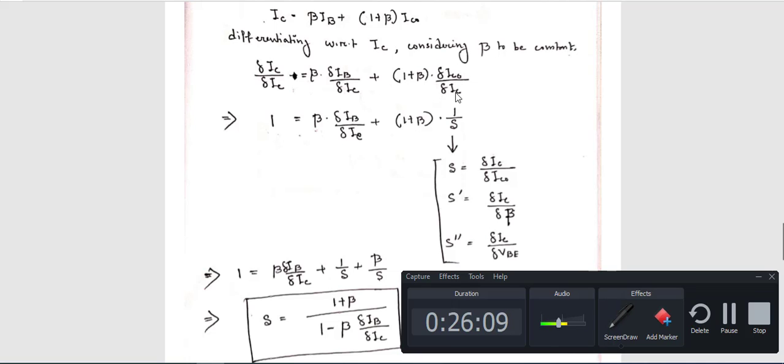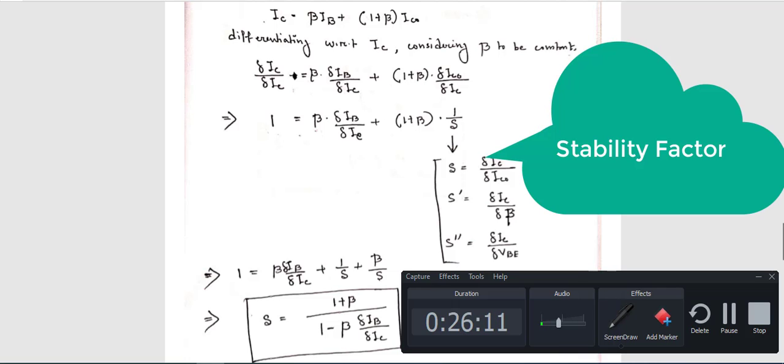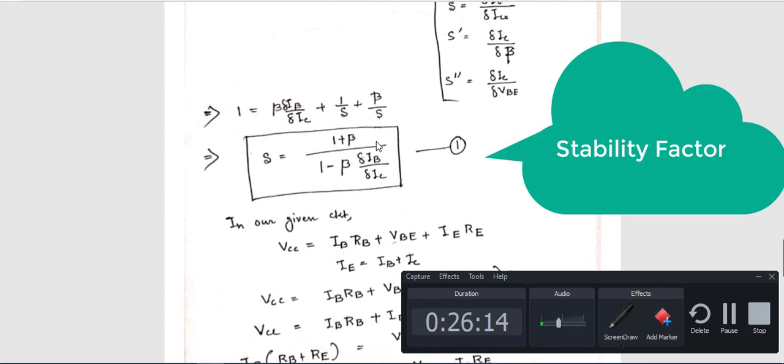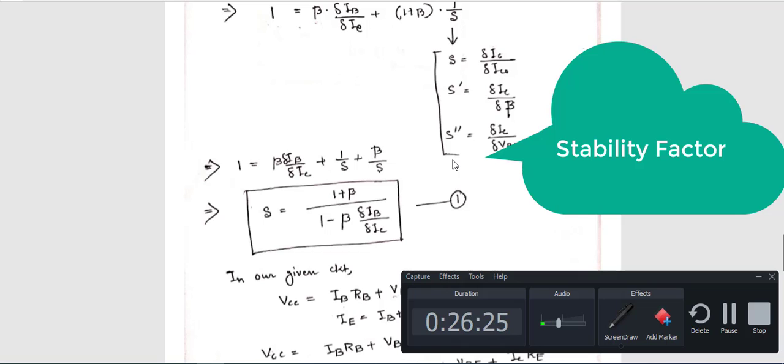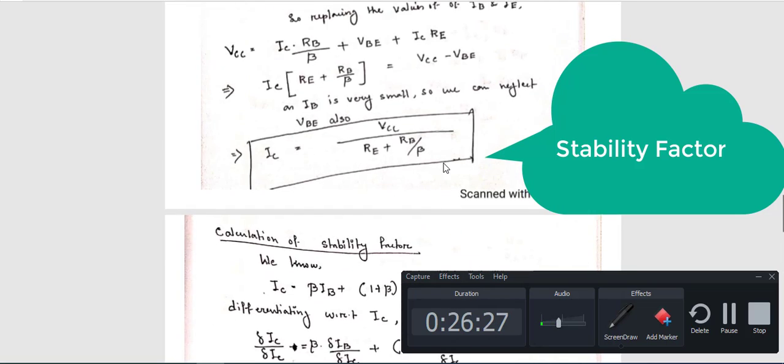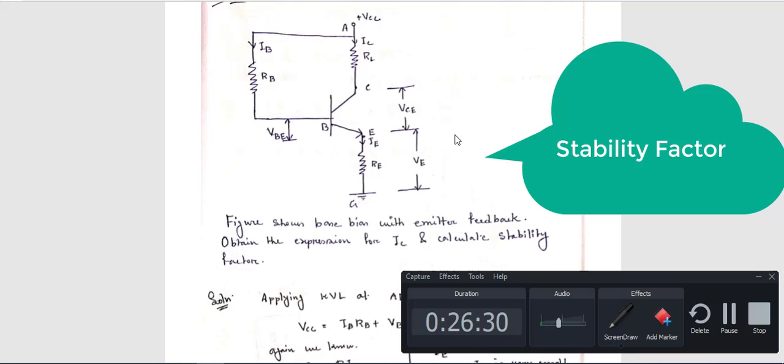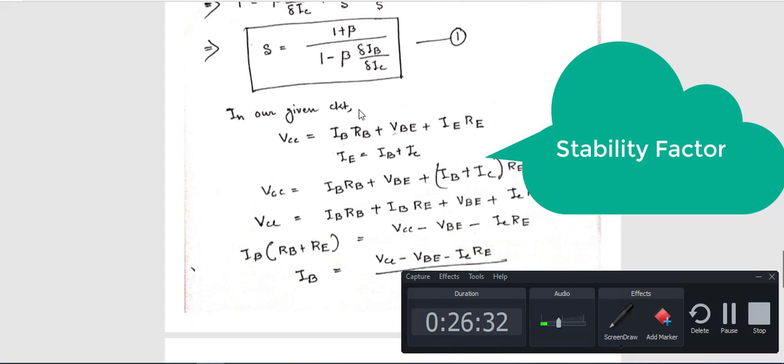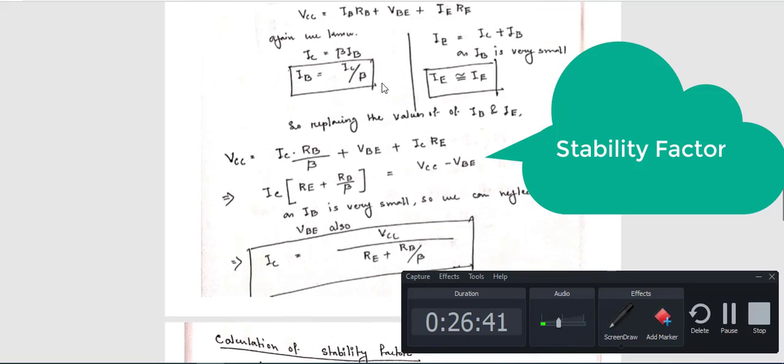Del ICO by IC, that means 1 by S, just put here. So if you simplify this expression after the calculation, you get S is equal to 1 plus beta times 1 minus del IB by del IC. This is the expression of stability factor. But here in this case, that means in this given circuit, the expression of stability factor is this. That means del IB by del IC.